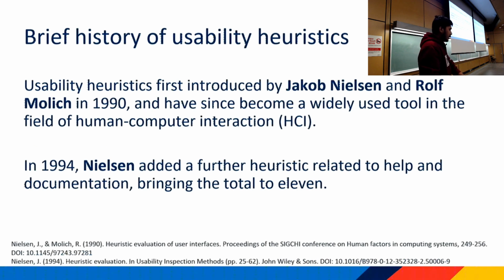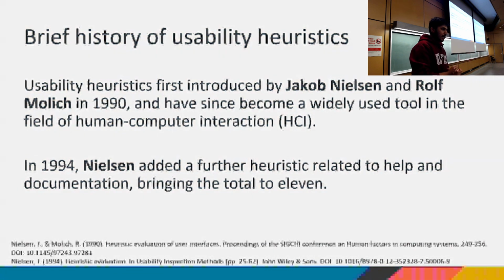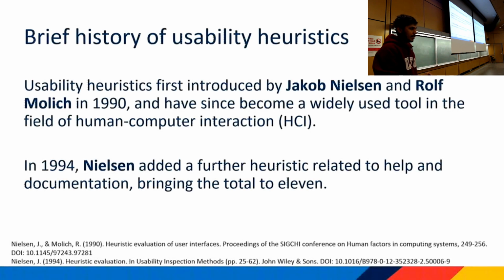And the usability heuristics help designers create good user interfaces. So Jakob Nielsen and Rolf Molich introduced the usability heuristics in the 1990s. And in 1994, Nielsen, and we'll see in another slide, documented all those things further and proposed a more robust list of usability heuristics.